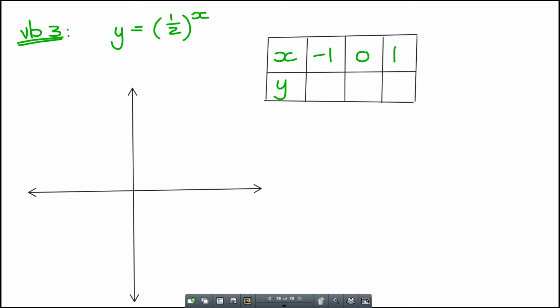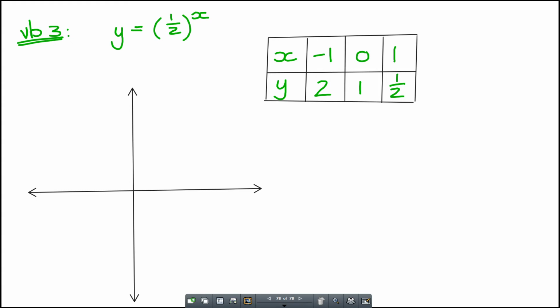As x minus 1 is, 'n half tot die mag minus 1 gaan vir my gee 2. That's going to give me 2. Okay, 'n half to the power of 0 will still give me 1. En dan 'n half tot die mag 1 gee vir my 'n half. Okay. So, before I plot those points, kyk gou-gou, what's the value of a?